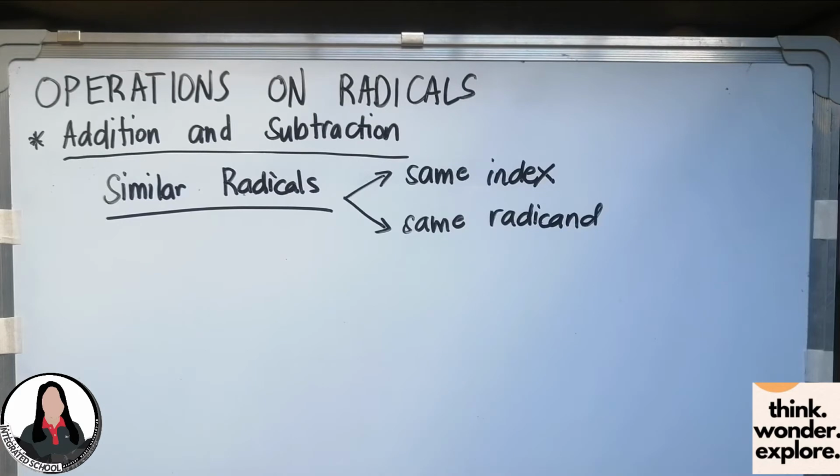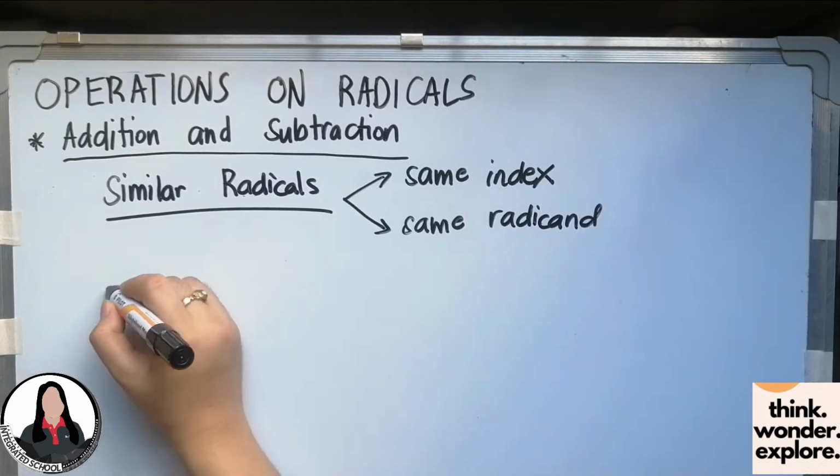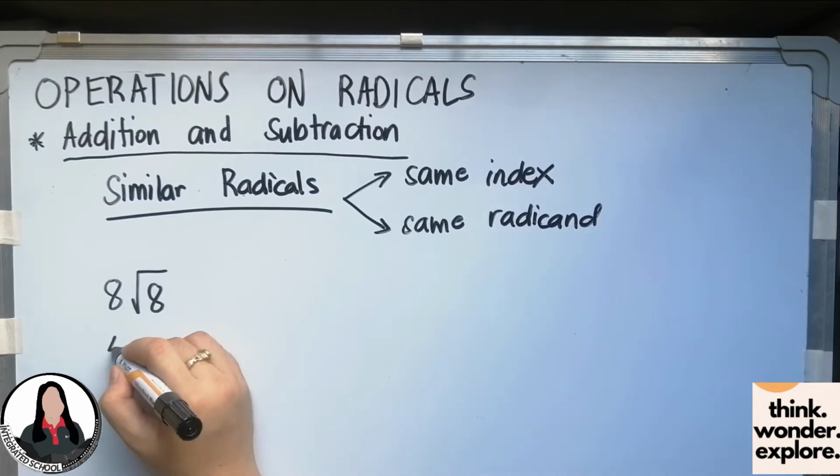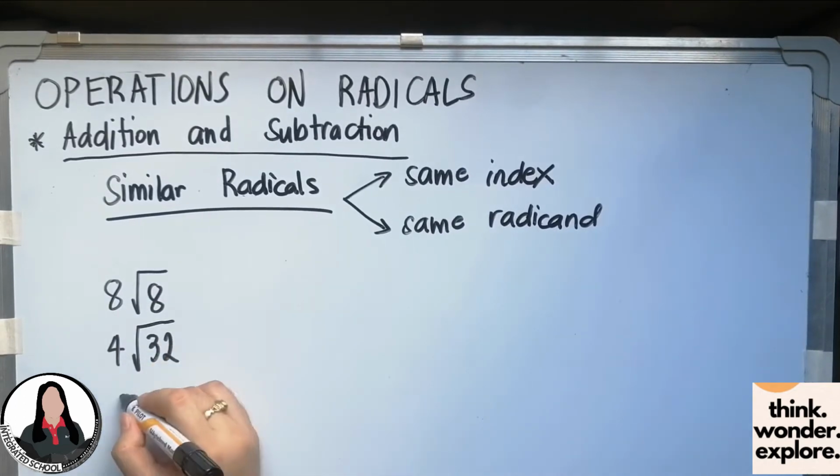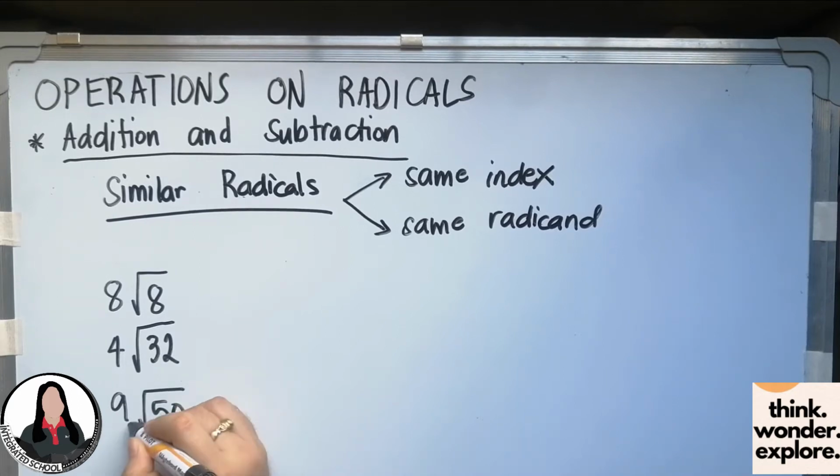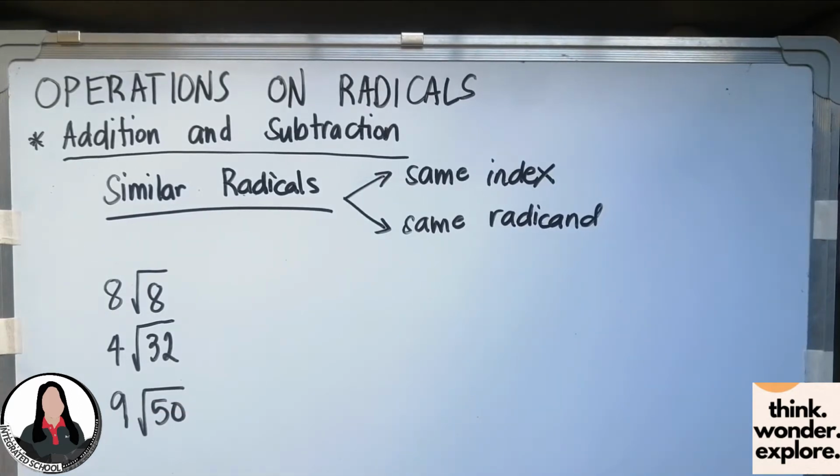So sa ibinigay na discover part sa ating module, we were asked to help Maria to obtain the perimeter of her triangle, wherein ang ibinigay na measurements ay 8 square root of 8, 4 square root of 32, and 9 square root of 50. So kung papansin natin, hindi sila similar radicals, right? But we have understood from the previous lesson na a non-perfect square number can actually be simplified even though nasa ilalim siya ng isang square root.